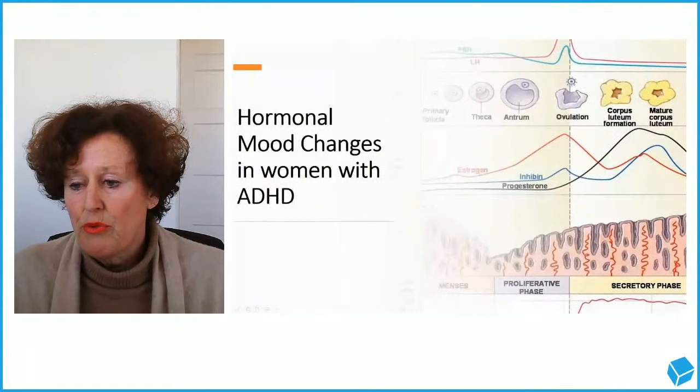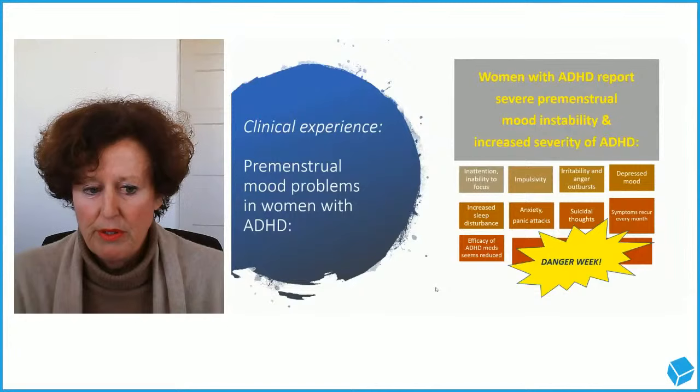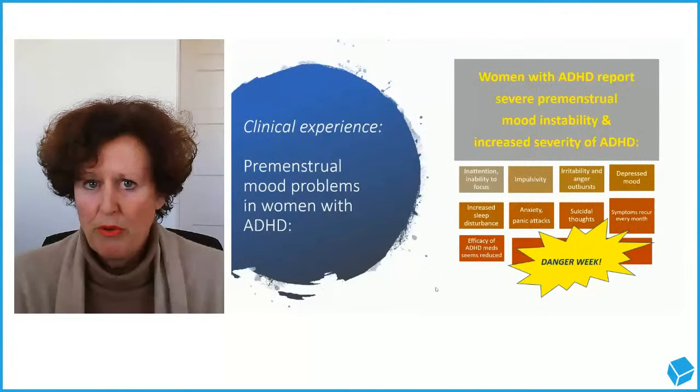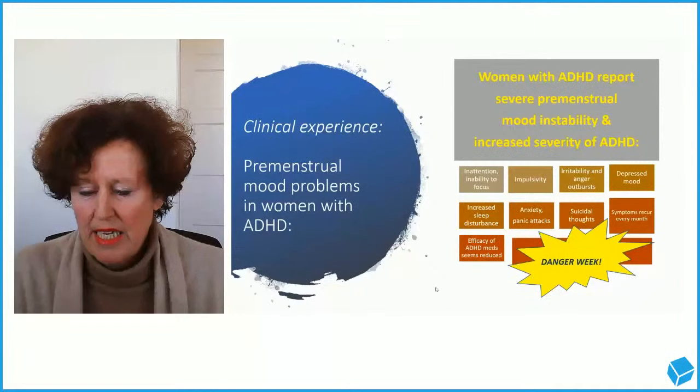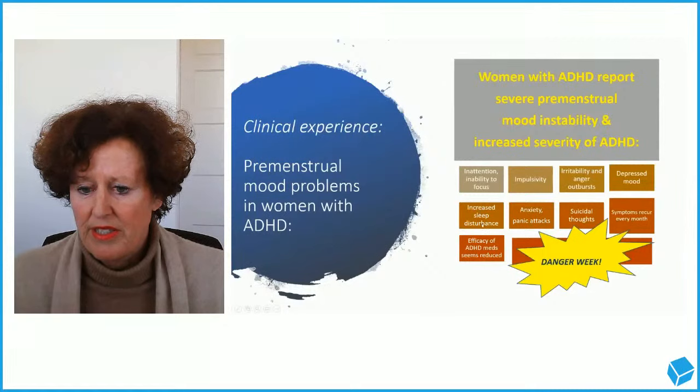That's important to remember when I talk you through it, because I have more than 25 years of clinical experience with girls and women with ADHD, and they reported severe premenstrual mood instability and increased ADHD severity. And I thought in the end I should study whether it's really more frequent and whether it's really more severe. And they complain of an increased inability to focus, increased impulsivity, irritability, depression, suicidal thoughts, panic attacks, anxiety, sleep disturbance, and the efficacy of the medication for ADHD seems reduced.